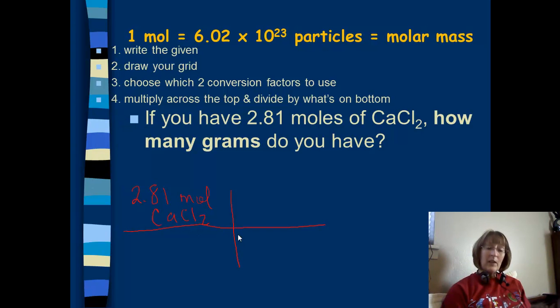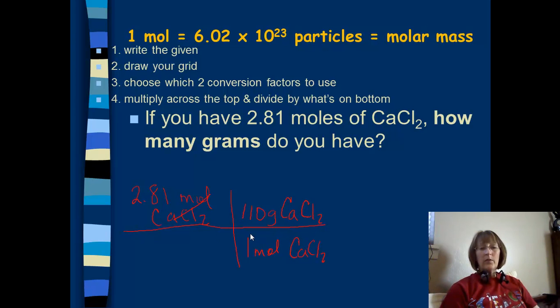Moles are right here. I've got to get them to cancel out, so I know 1 mole has to be down here. 1 mole of calcium chloride is equal to, are they asking us for grams? Yes, they are. The molar mass from the periodic table. The molar mass of calcium chloride from the periodic table is 110 grams. Calcium once, calcium weighs 40 grams. Chlorine twice, chlorine will just round it to 35 each time. So 35 and 35, 70 plus 40. Oh, that would be 110 grams of calcium chloride.